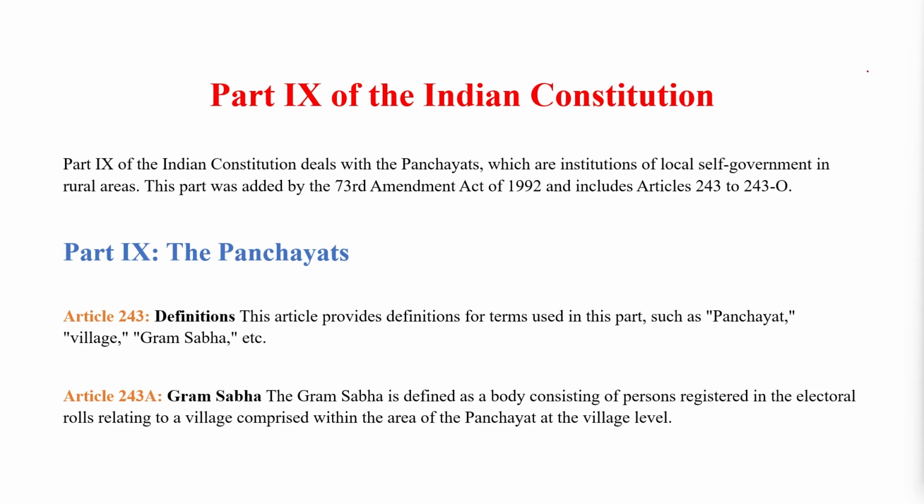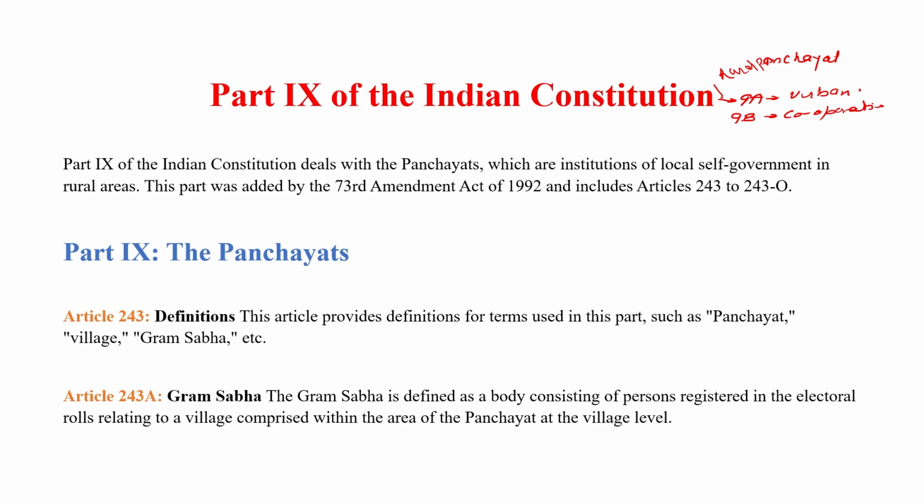Okay, first let's understand that part 9th of the Indian Constitution deals with the rural panchayat in India. And we will also discuss part 9th A, which deals with the urban panchayat in India. And we will also discuss part 9th B, which deals with the cooperative societies. So in part 9, there are three topics which we have to discuss: the rural panchayat, the urban panchayat, and the cooperative societies. Clear? So the topic is clear.